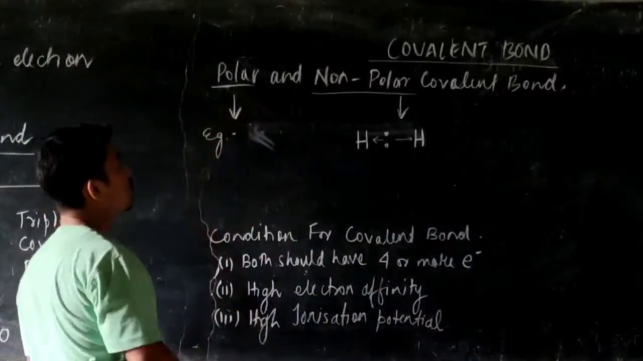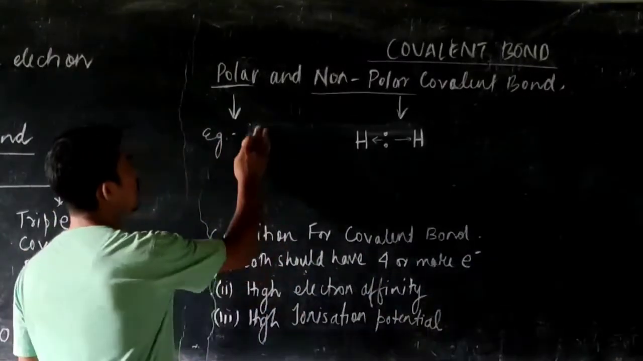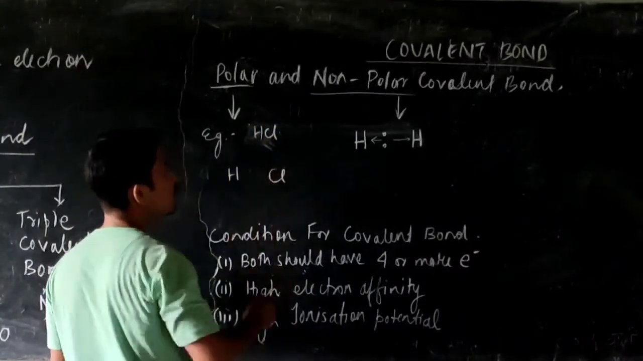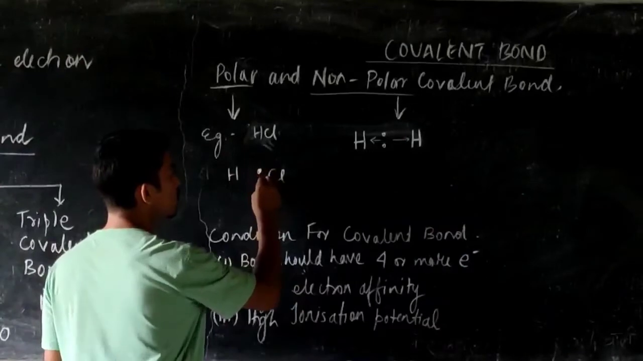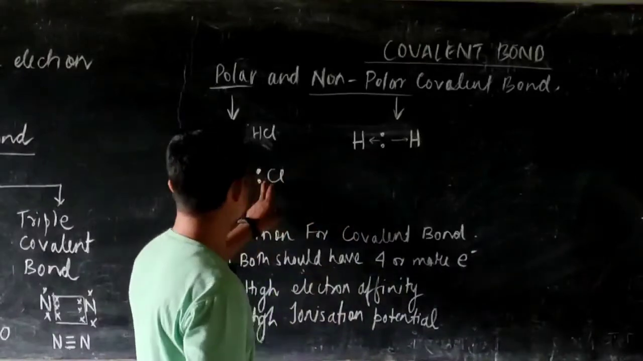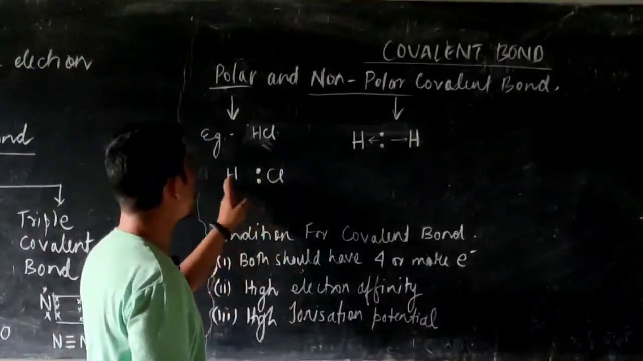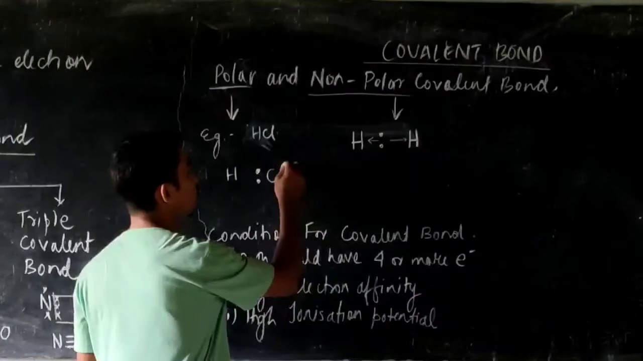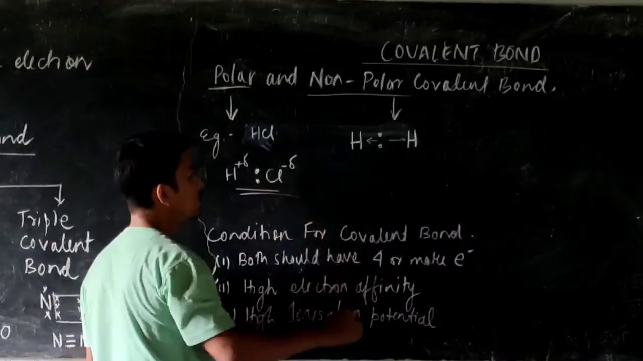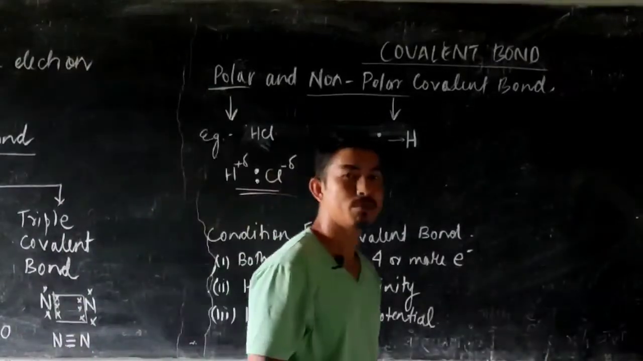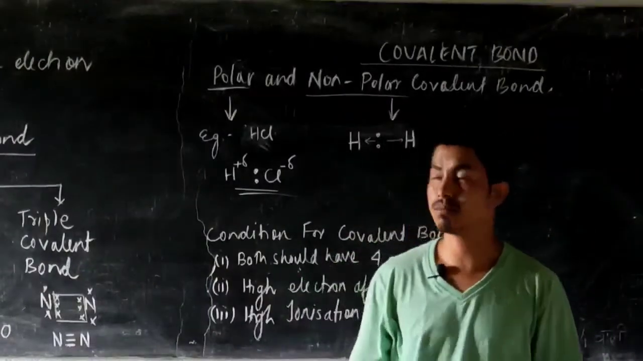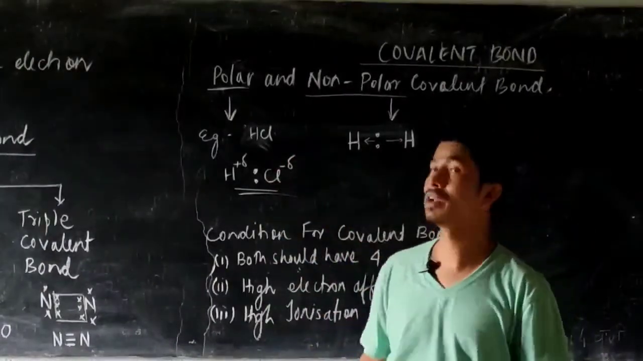Whereas coming to the polar covalent bond, for example HCl, when both of them combine, the shared pair of electrons is closer to the chlorine, since chlorine has a larger electronegativity. So the shared pair of electrons is closer to the chlorine and farther from the hydrogen, which gives chlorine a small negative charge and hydrogen a small positive charge. This kind of covalent bond, in which the shared pair of electrons is at an unequal distance from both of the combining atoms, is known as a polar covalent bond.